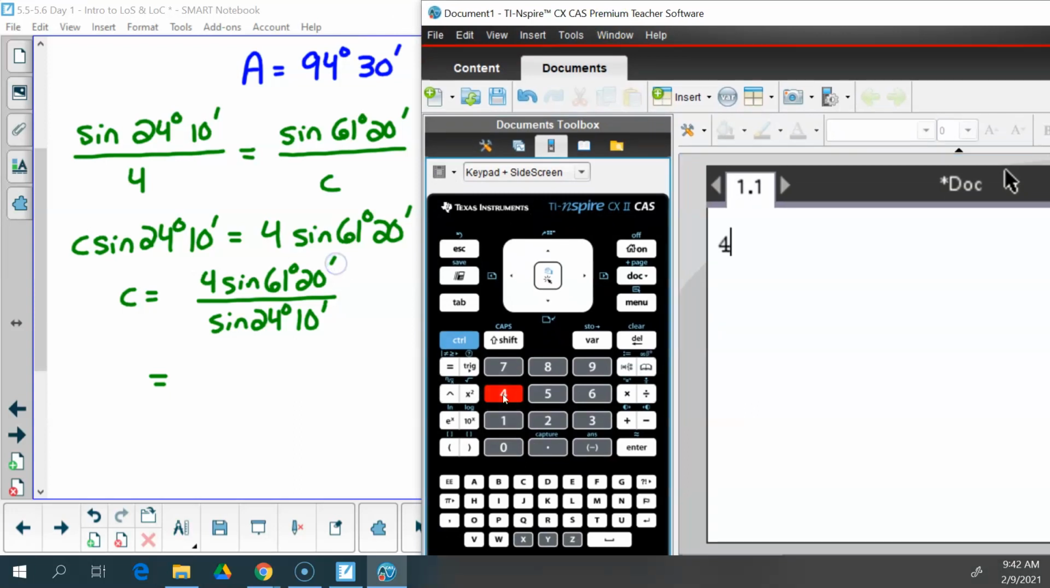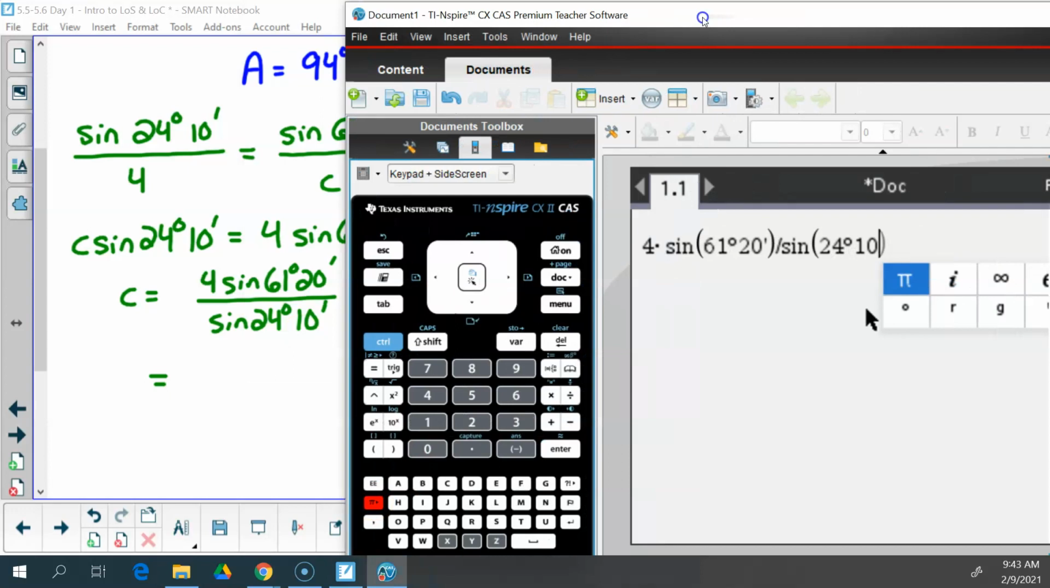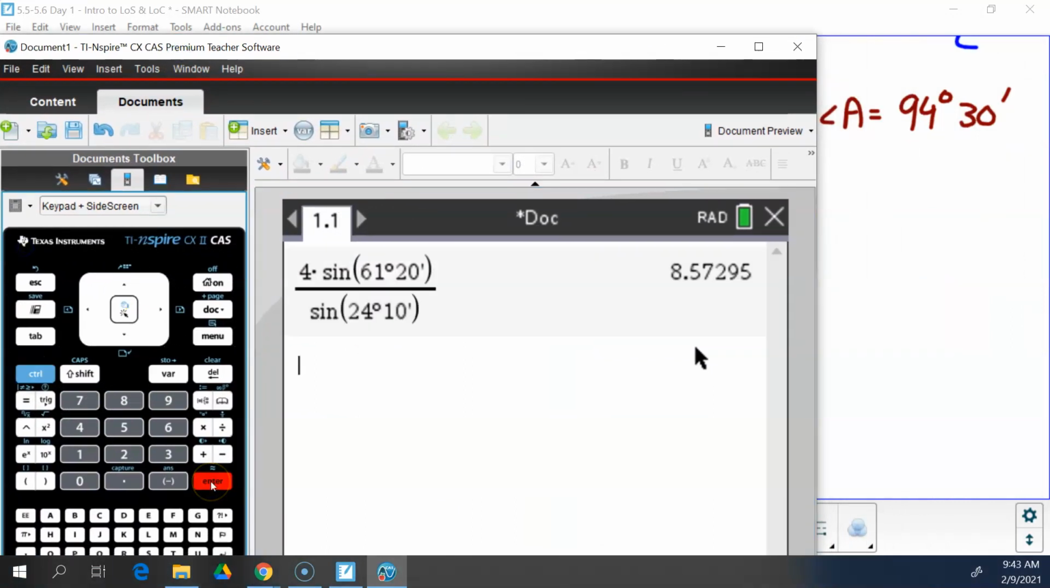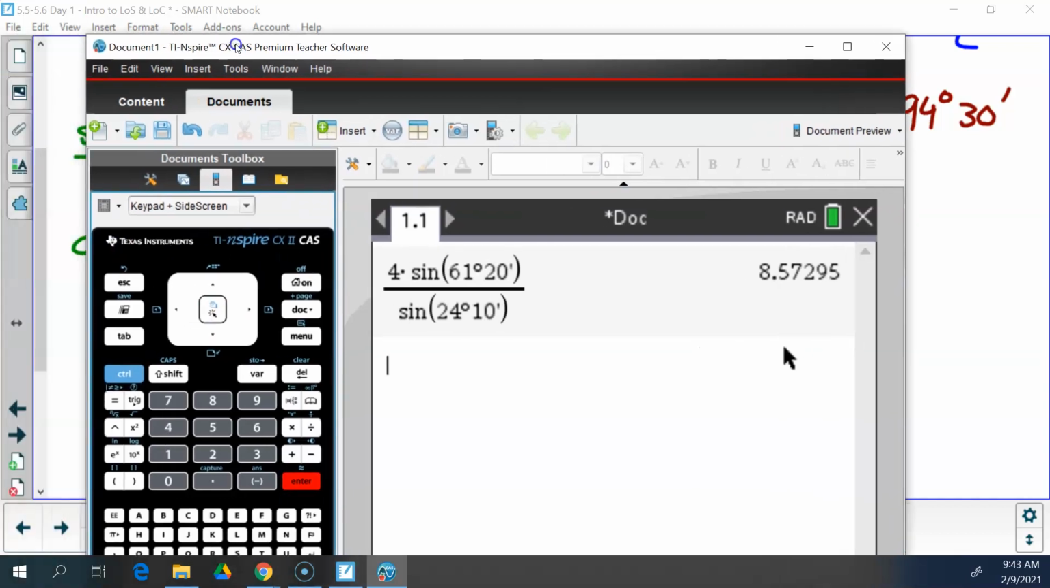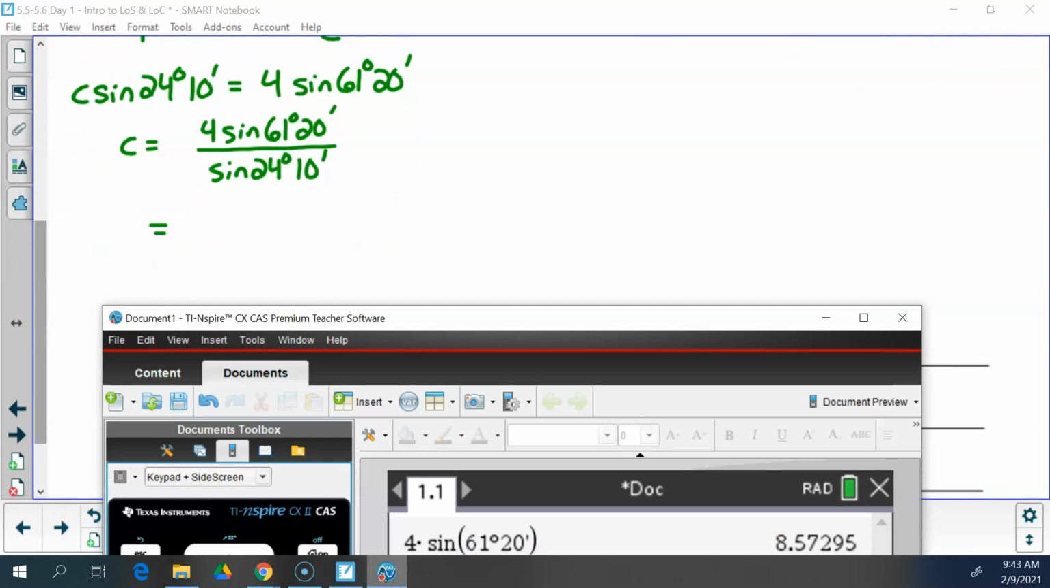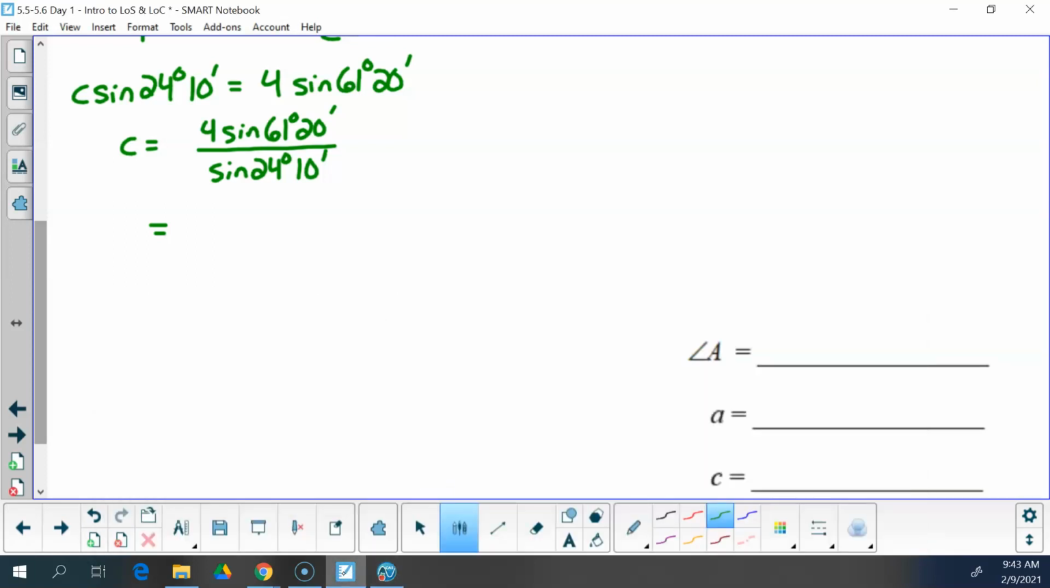So this would be 4 times the sine of 61 degrees, 20 minutes, divided by the sine of 24 degrees, 10 minutes. And I get 8.57295. 8.57295.